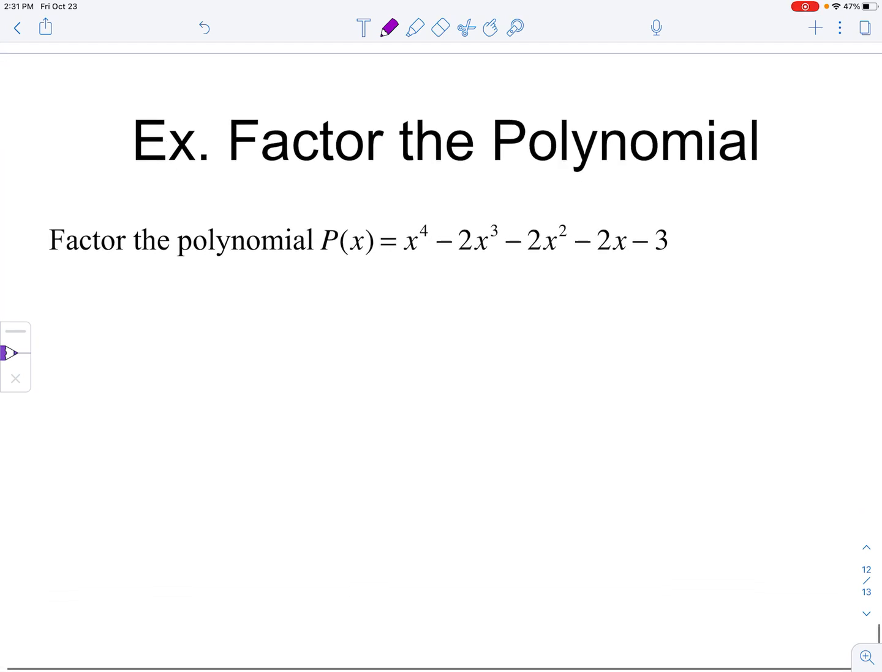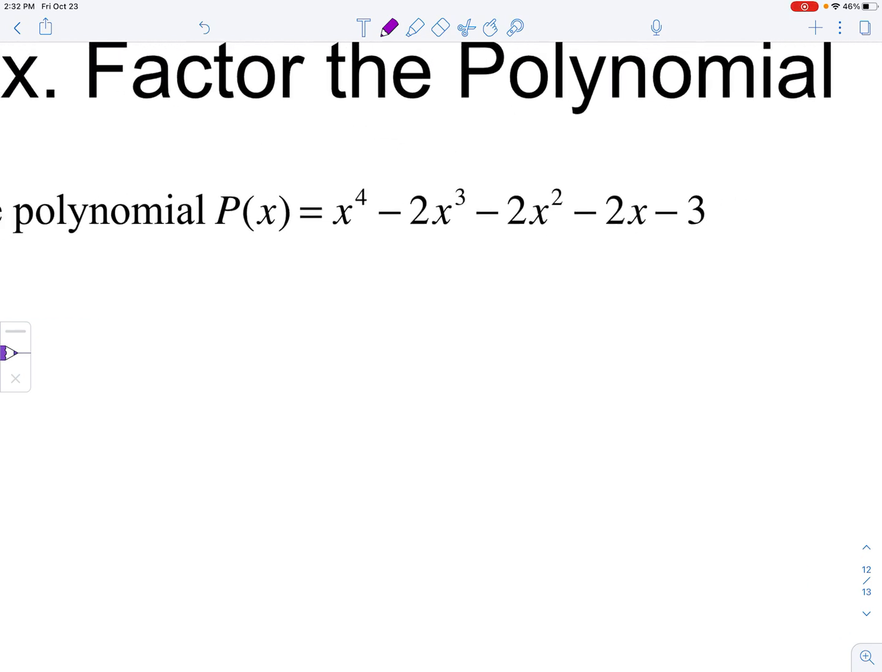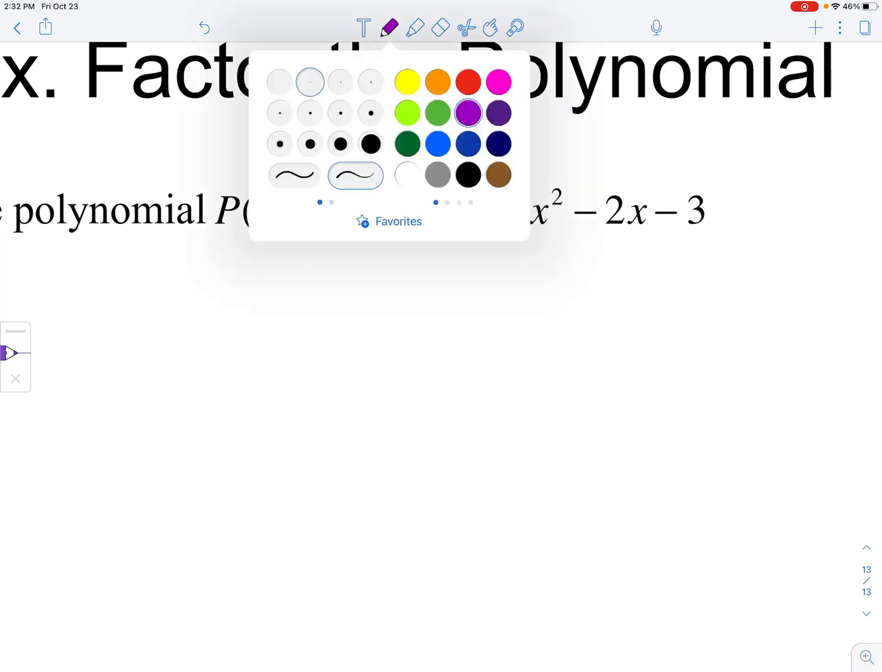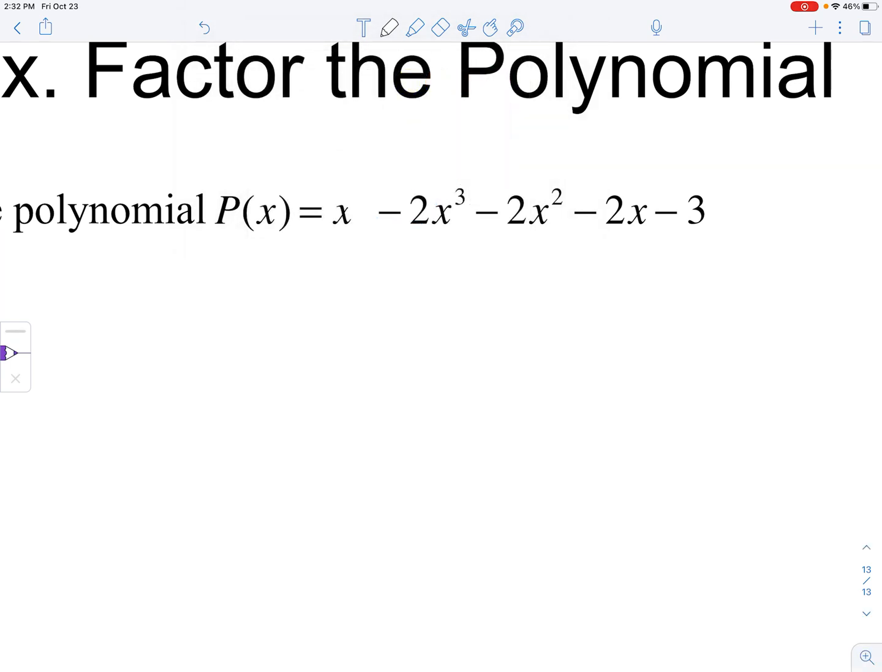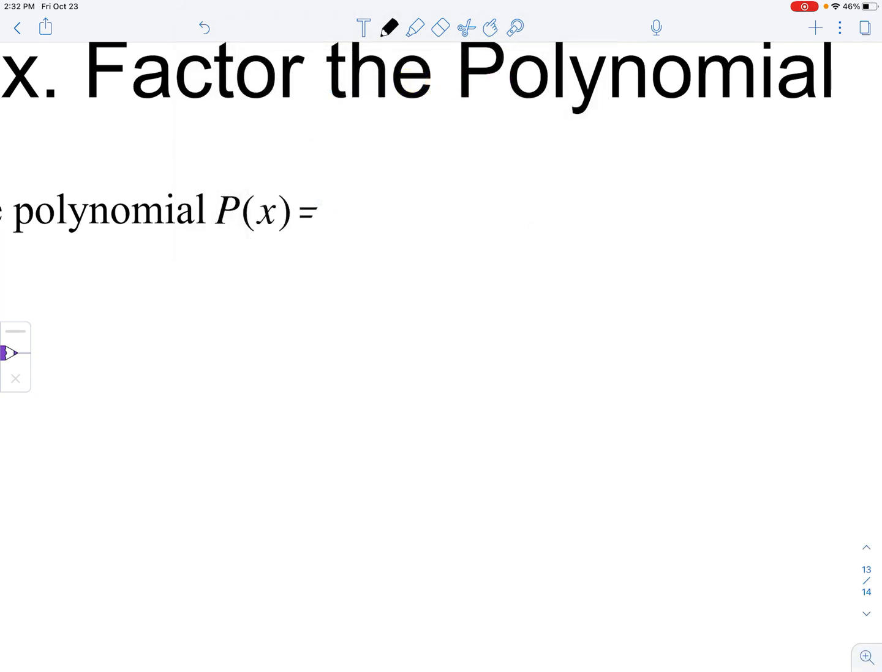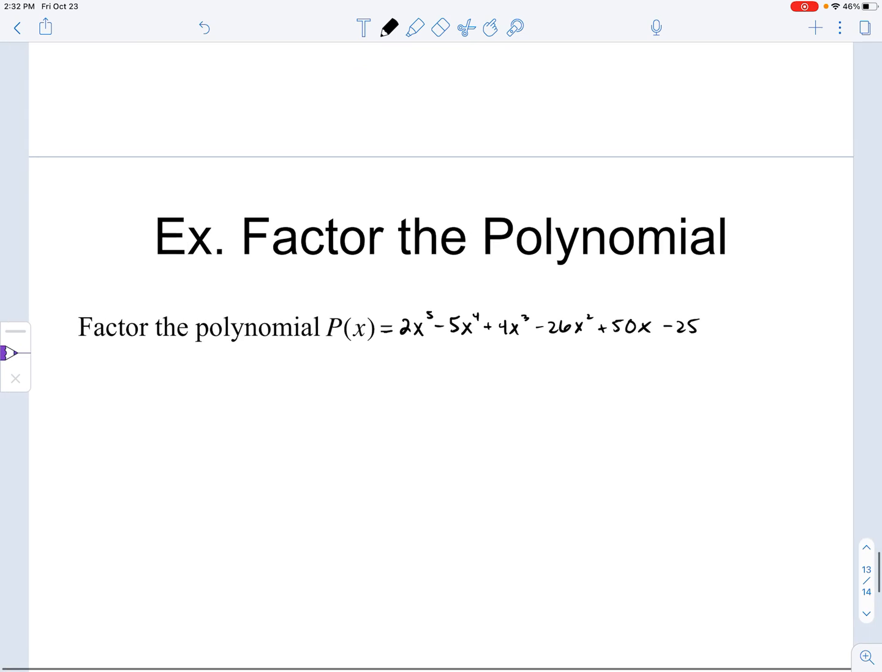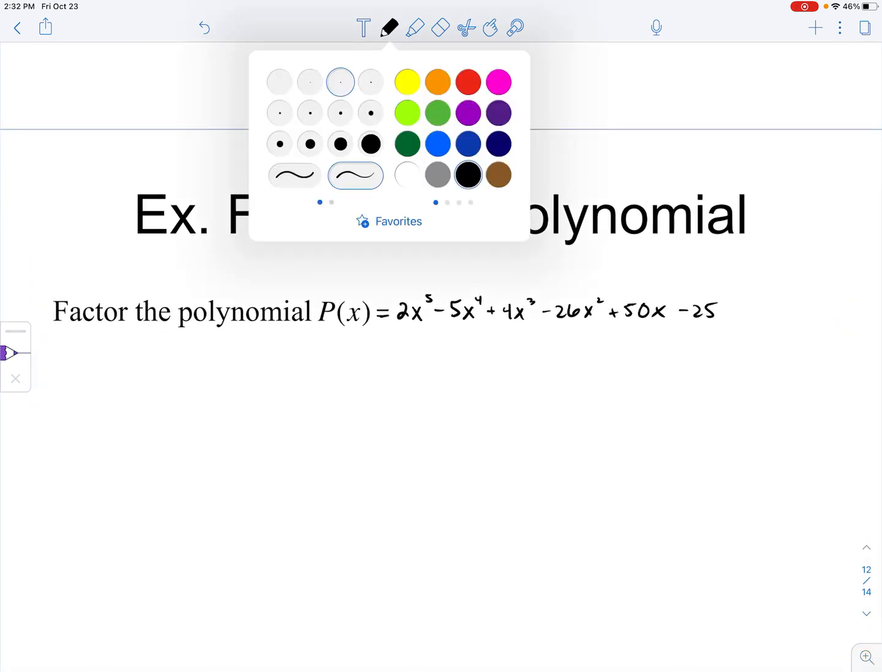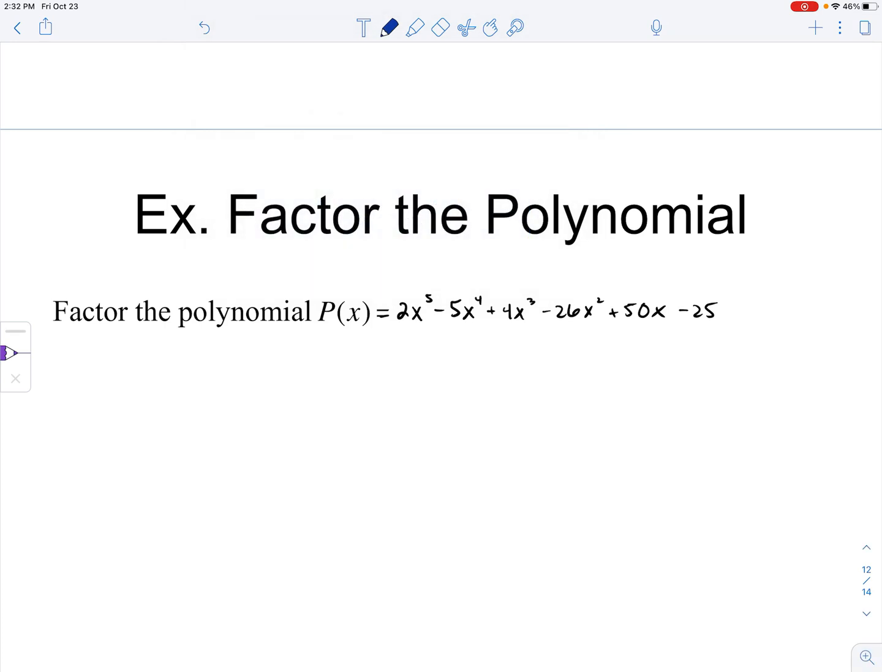Okay, and this one actually ends up working out similar to the other one, so I want to give you a different polynomial. So I'm going to change this. Here, I'll just write right over it. To be, P of x equals 2x to the 5th minus 5x to the 4th plus 4x cubed minus 26x squared plus 50x minus 25, just to give us a little bit more of a challenge. We want to factor this completely and also identify all the complex zeros.